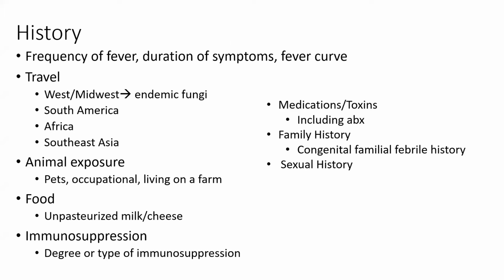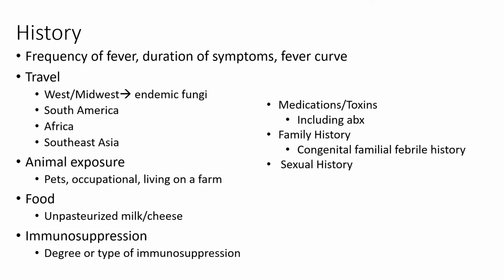When you are evaluating an FUO, you want to take a really thorough history. You want to pin down the frequency of fever, duration of symptoms. Overall fever curve can sometimes be helpful too. You want to get their history of travel. The West and Midwest, you might think of endemic fungi. South America, Africa, Southeast Asia, a lot of these places have specific infections that you might think about.